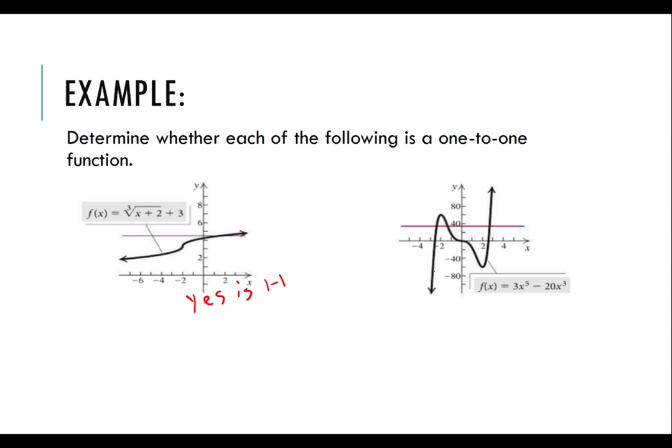How about this one? Notice that we'll pass the vertical line test, so it is a function, but then notice that if I take a horizontal line and I pass it through, this touches it actually in 3 places here, so this is not one-to-one.